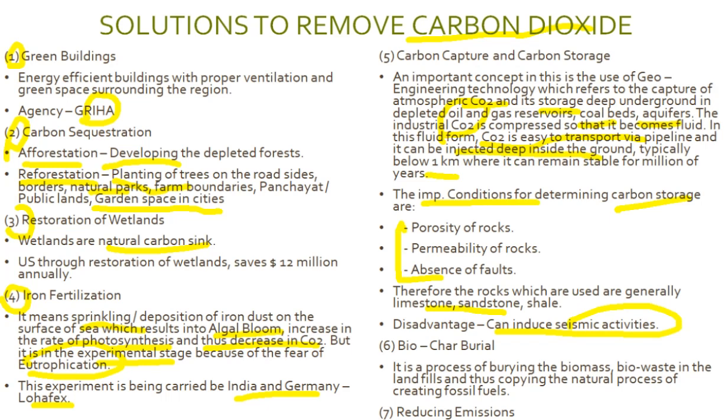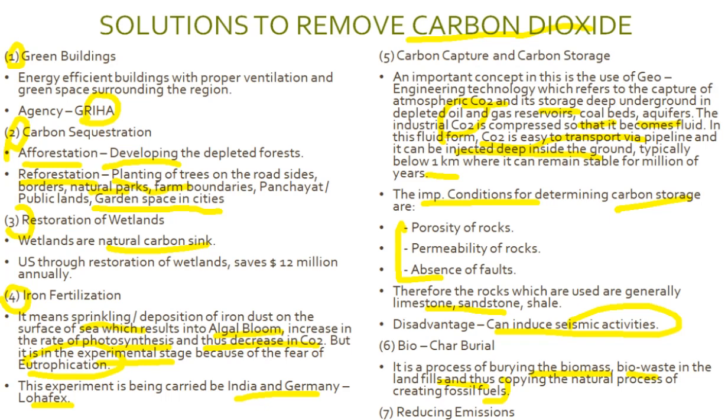The sixth one is biochar burial. So it's a process of burying the biomass, bio-waste in the landfills and thus copying the natural process of creating fossil fuels. You know guys, bio-charcoal is created from biomass waste and it's a bioenergy which is artificially created. It's a concept of synthetic gas.